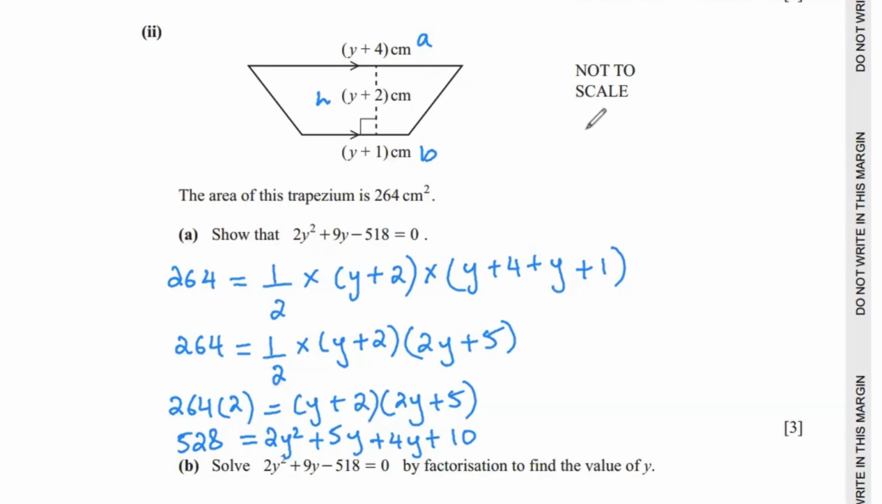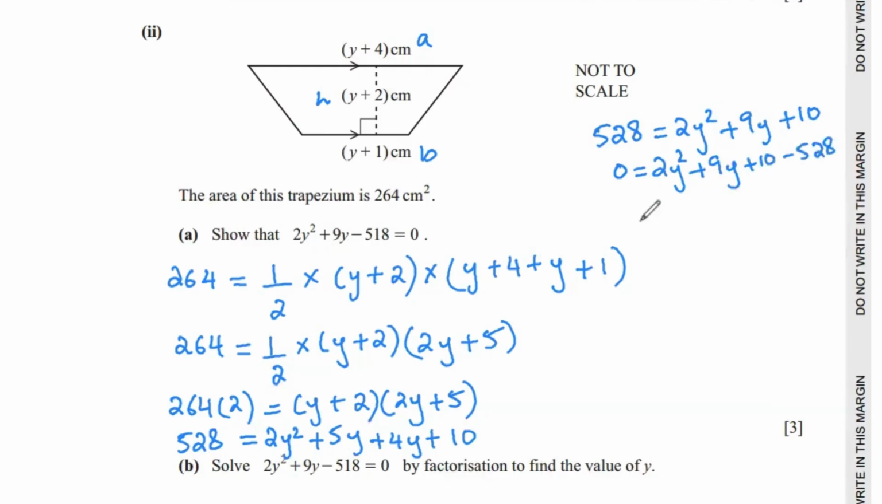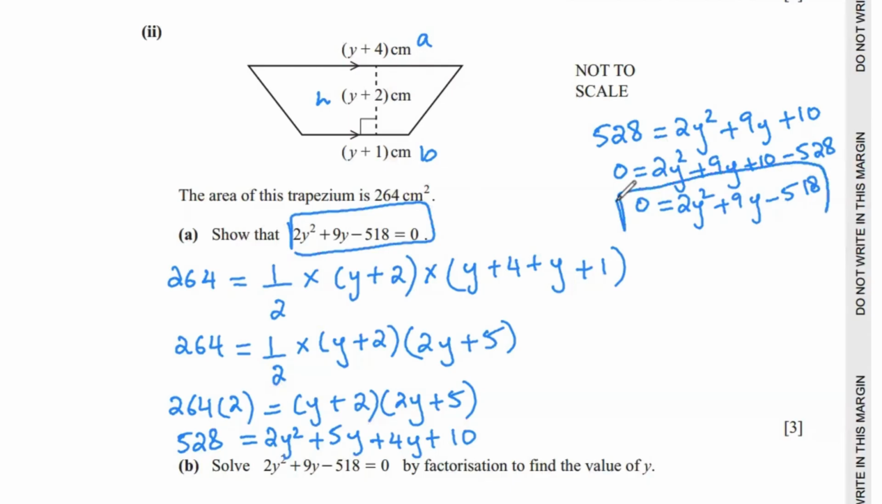So that's going to give us 528 equals 2y squared plus 9y plus 10. We bring the 528 to the other side. So 2y squared plus 9y plus 10 minus 528. And that's going to equal minus 518 over here. So this is exactly what the question was asking us to prove.